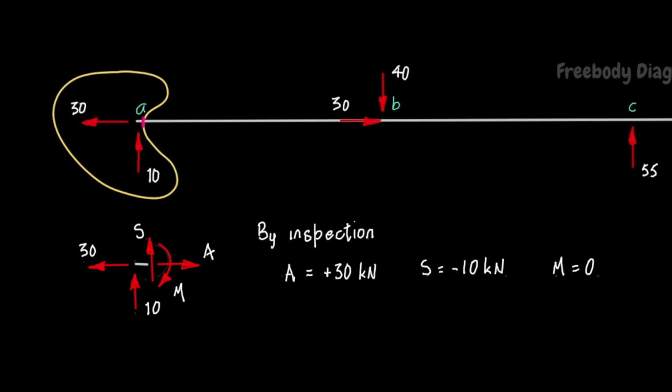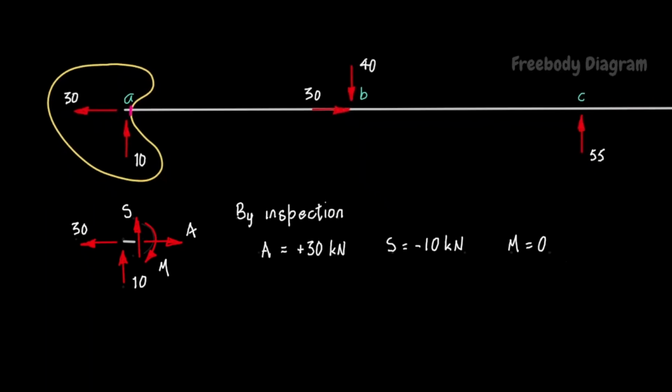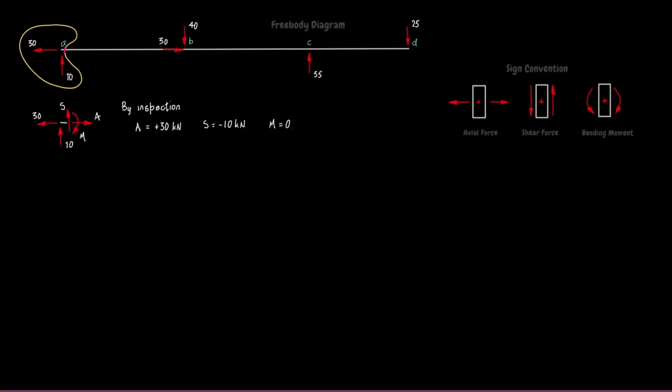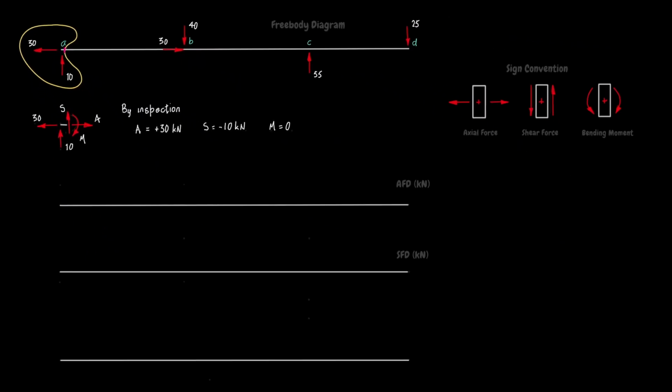If that's not obvious to you, write down the equations of equilibrium, noting the cut is made so close to A, the moment is zero, because all the forces have a lever arm of zero. We now have the internal forces just to the right of A, and we can plot what we have learned on the diagrams.